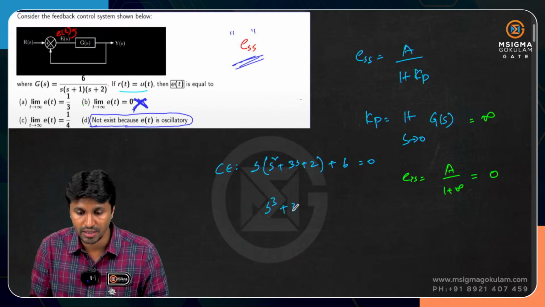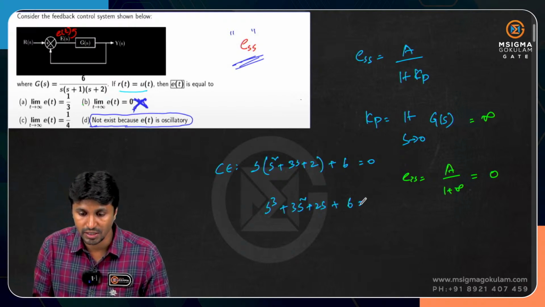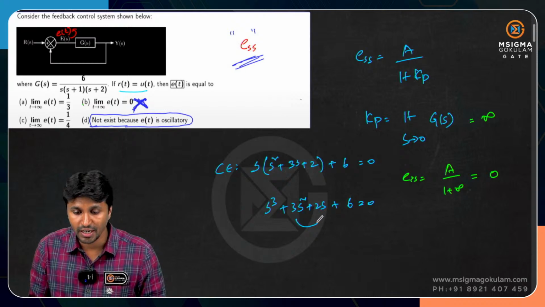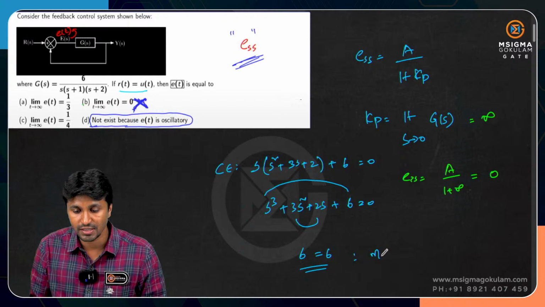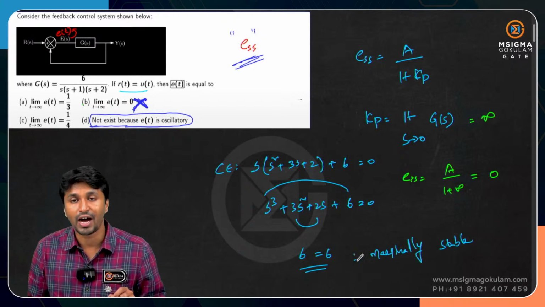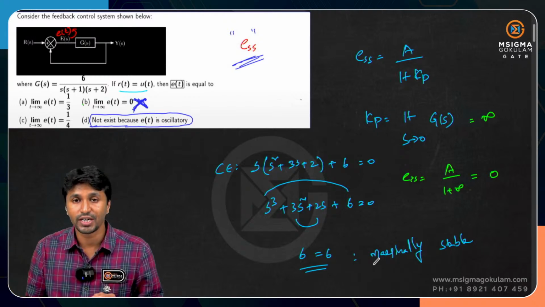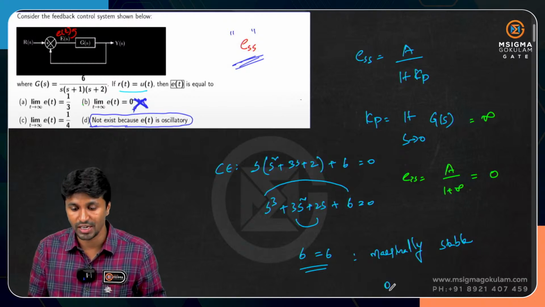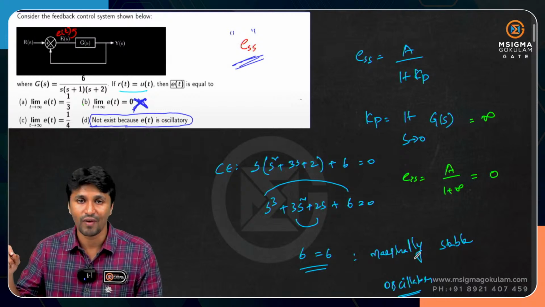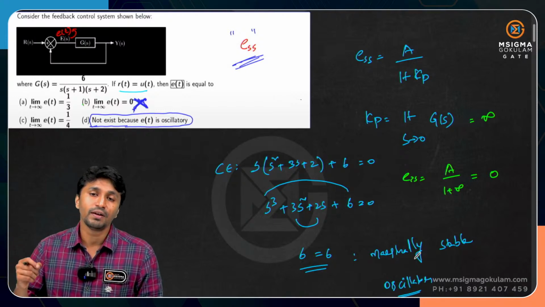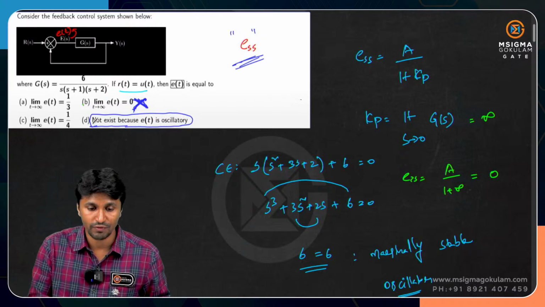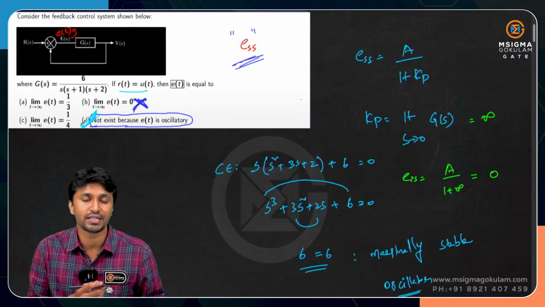So s cube plus 3s square plus 2s plus 6 is equal to 0. You can clearly see the internal product is equal to the external product, so 6 is equal to 6. Therefore the given system is marginally stable. The output of the system does not converge to a finite and stable value. The system is oscillatory, so you don't have a final stable value. Therefore you can't find the steady state error for this particular system. So the correct answer is D.